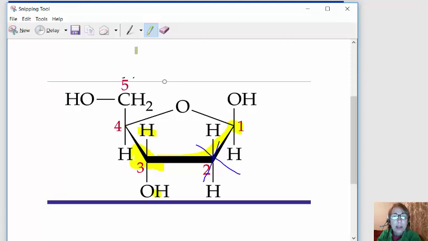If we look at C4, it is bonded to this ether oxygen, to this group to the right of it, hydrogen, and then the CH2. So C4 is also chiral. If we look at C5, it's bonded to 2 hydrogens, so it is not chiral. So C1, C3, and C4 are all chiral. You got that right? Give yourself a pat on the back.